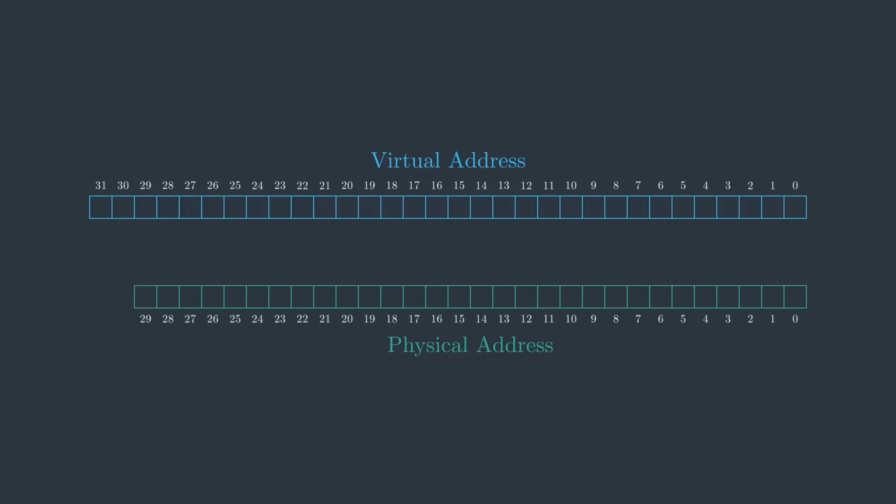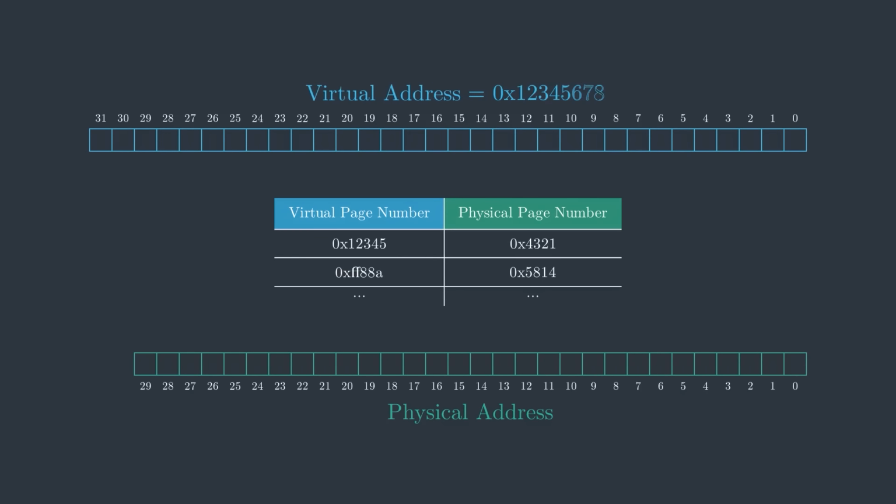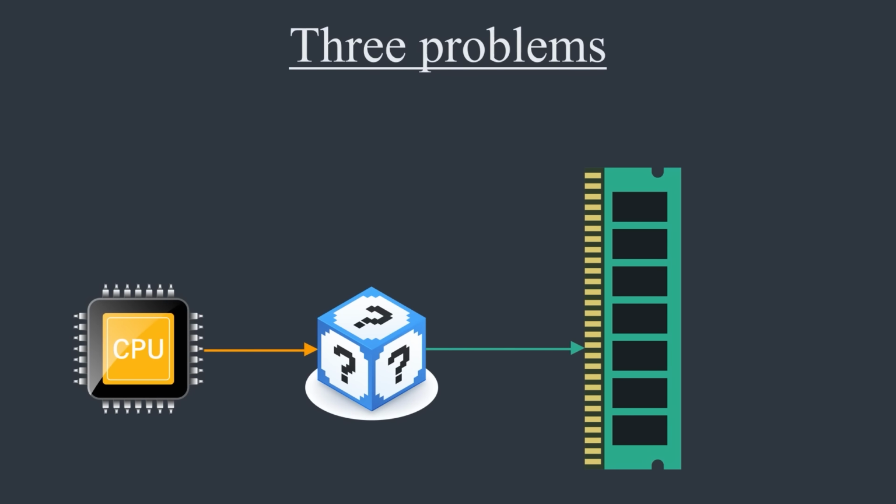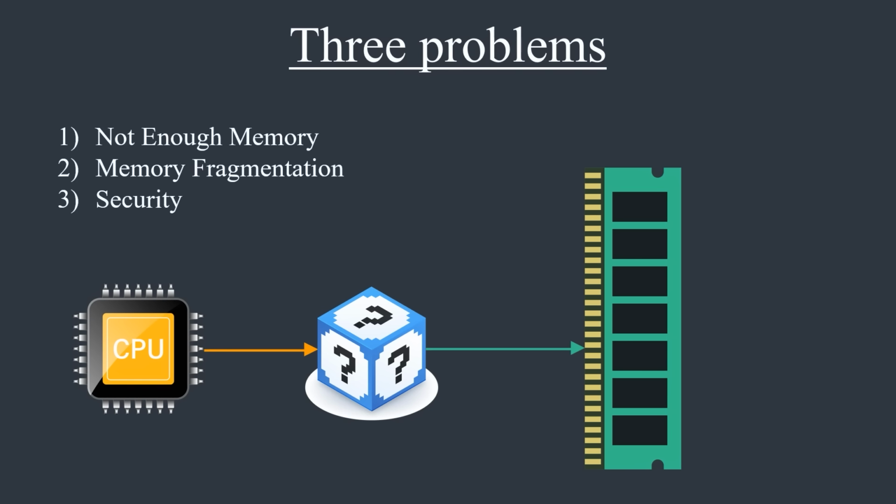I will walk you through the problems, how virtual memory solves them, and finally how it's implemented. We will look at three problems that virtual memory solves: not enough memory, memory fragmentation, and security.